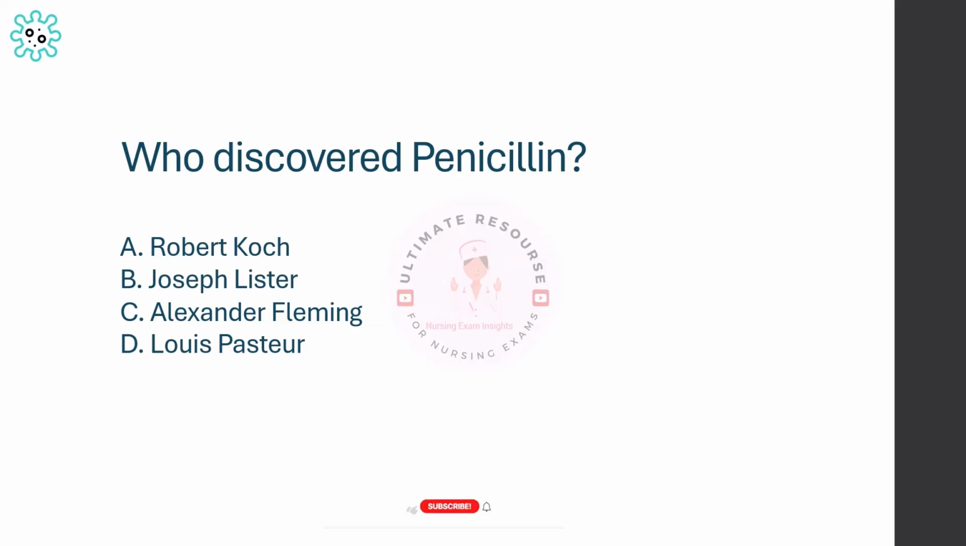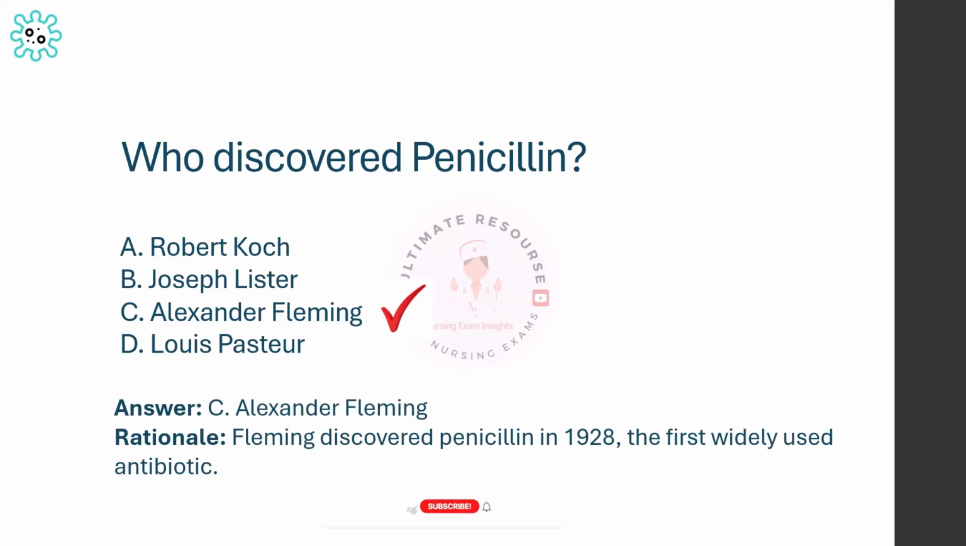Who discovered penicillin? Options are A. Robert Koch, B. Joseph Lister, C. Alexander Fleming, D. Louis Pasteur. The answer is C. Alexander Fleming. Fleming discovered penicillin in 1928, the first widely used antibiotic.